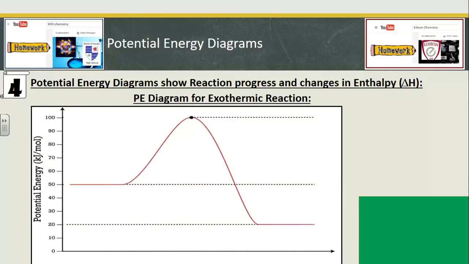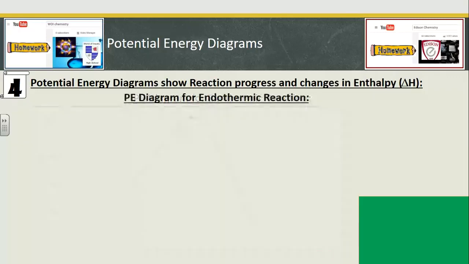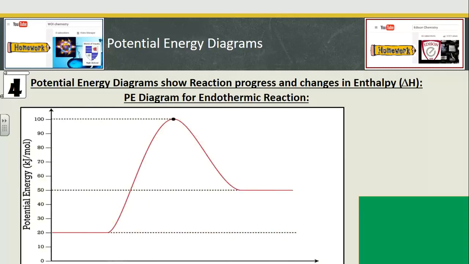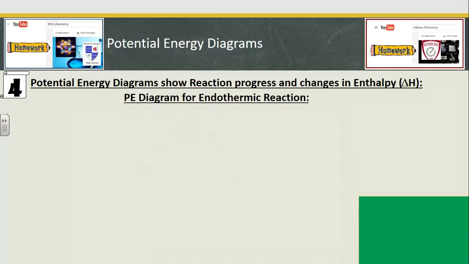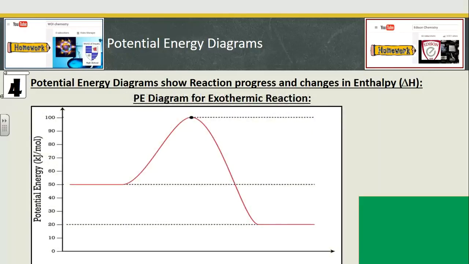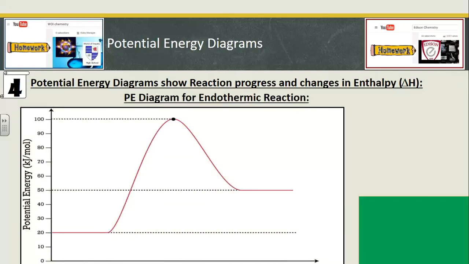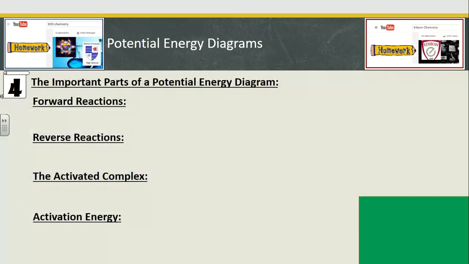For an exothermic reaction, a potential energy diagram is going to look exactly like this. And so we would need to see what an endothermic reaction one looks like. Well, it's the exact mirrored image of it. Okay, so reminder, exothermic reaction, endothermic reaction. Right, so let's see what we got here. The important parts of those diagrams we're going to have to learn how to label.